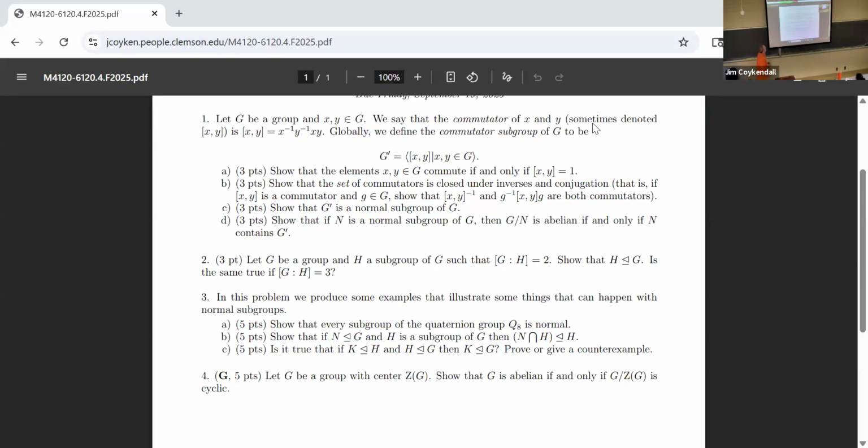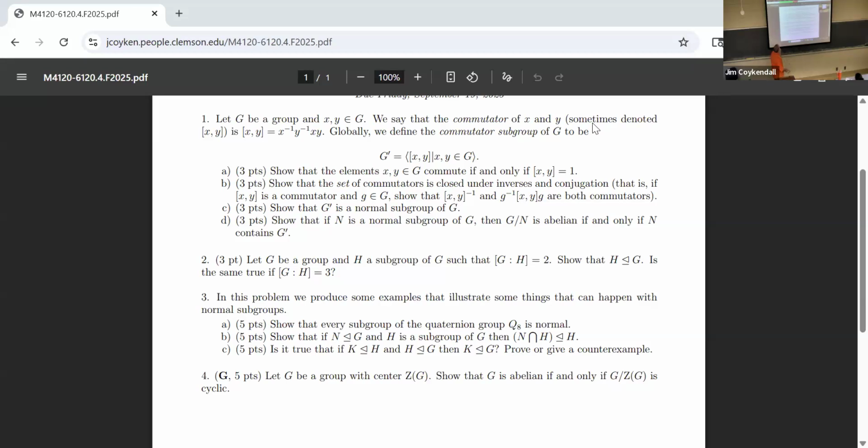Number 2, let G be a group and H a subgroup of G. Show that if the index of H in G is 2, and what that essentially means is that H is half the elements of G, it's a subgroup that comprises half of it, we'll talk more about this today, show that H is a normal subgroup of G. Is the same true if the index of H in G is 3, so if H is only a third of it?